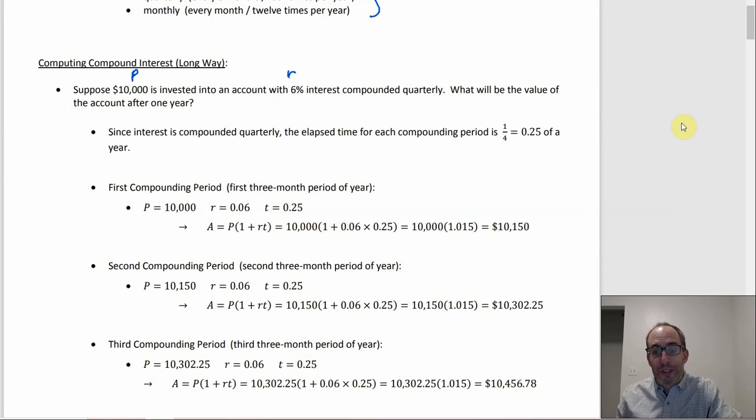So the quarterly is 4 times per year, right? That's what the quarterly tells us. And then what would be the value of the account after 1 year? So the 1 year, there's the T, the elapsed time. We're only doing this for 1 year to keep the number of compoundings down so I could fit it onto one page, pretty much. So it was for pragmatic reasons.